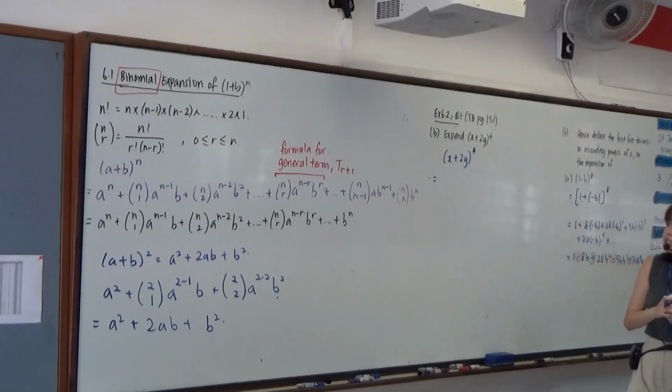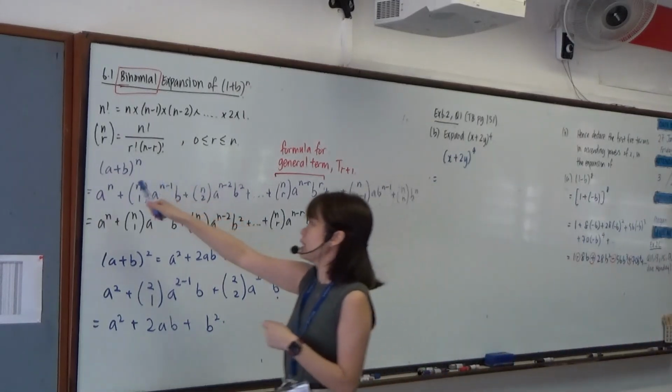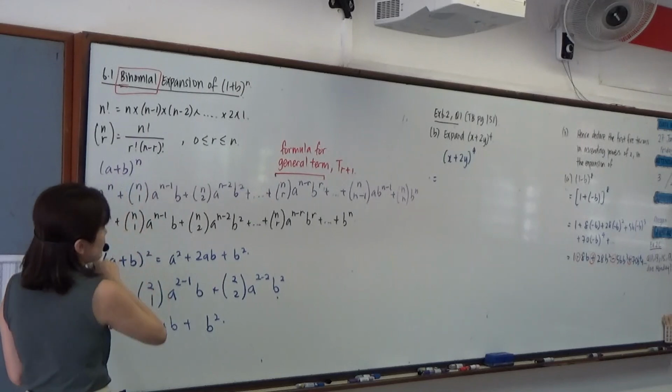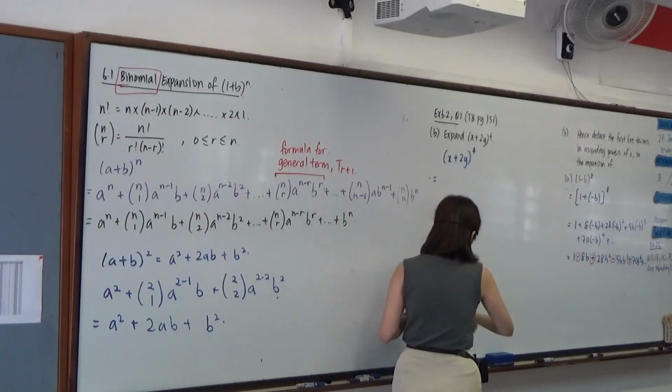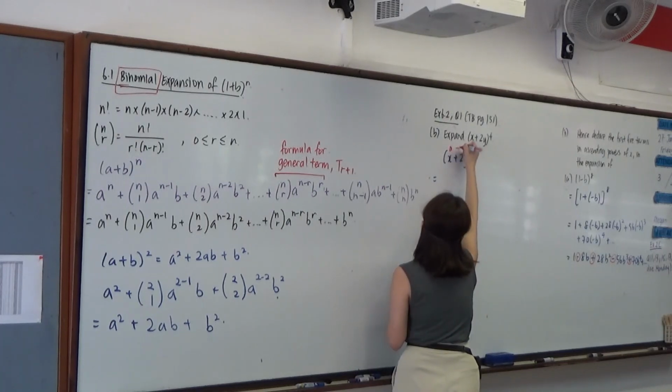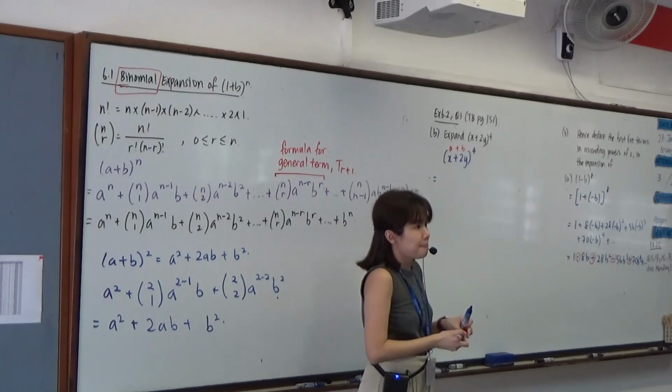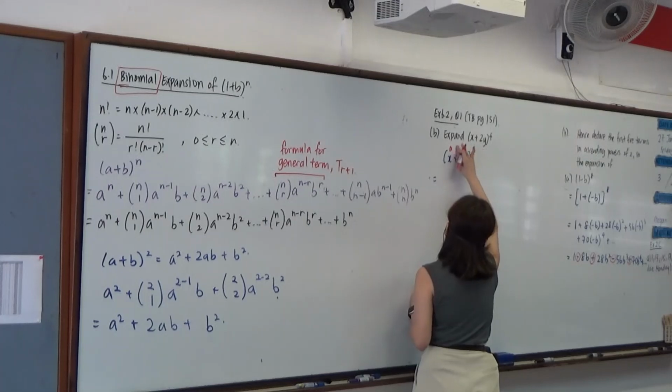So x plus 2y to the power of 4. Using the formula, it tells me a plus b bracket to the power of n. I need to recognize that x is my a, 2y is the b, and then my n is actually 4.